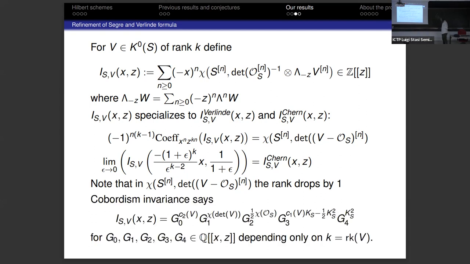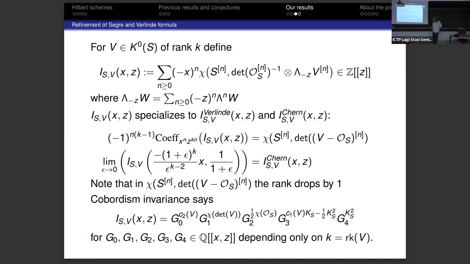And then again, we can apply the proportional invariance, which says that this thing is again written as the product of five universal power series, one to the power of two, kind of V, and so on, where these five universal power series depend only on the rank of V. Okay, so we have the same situation.